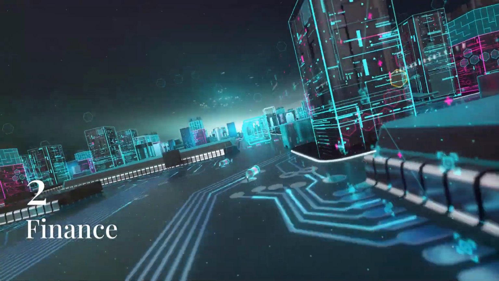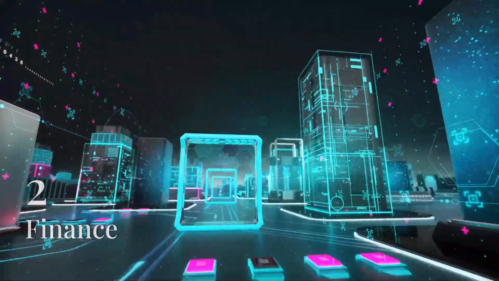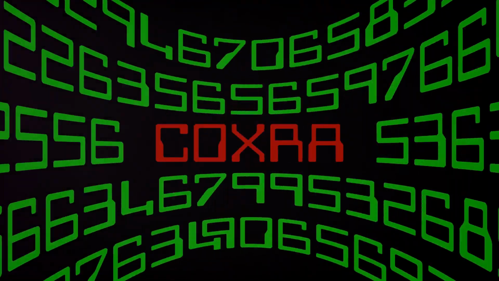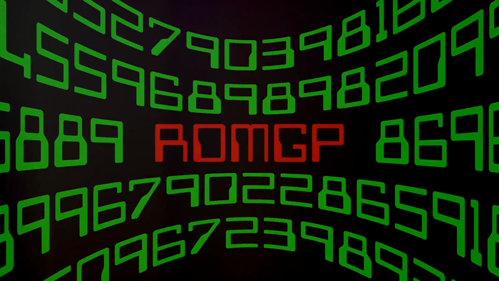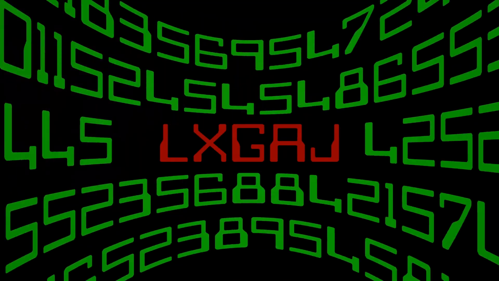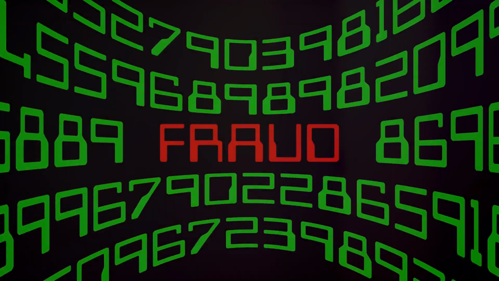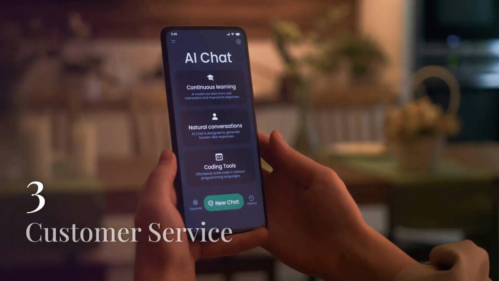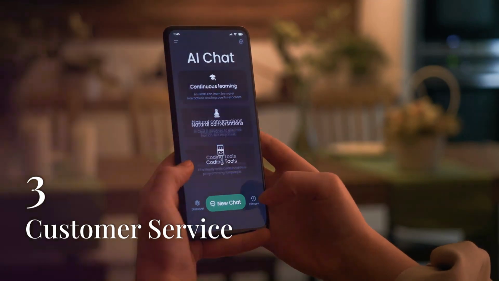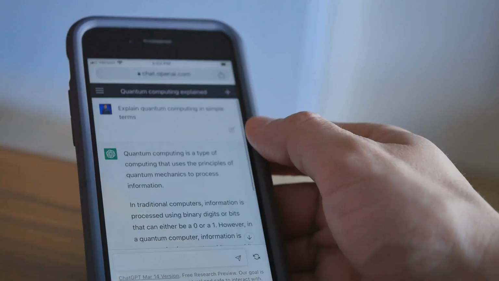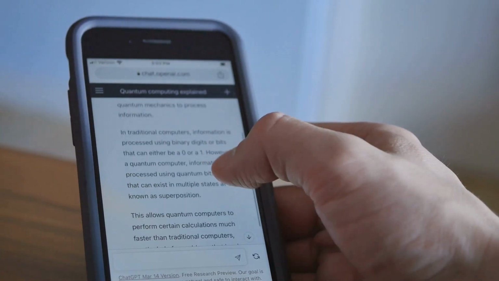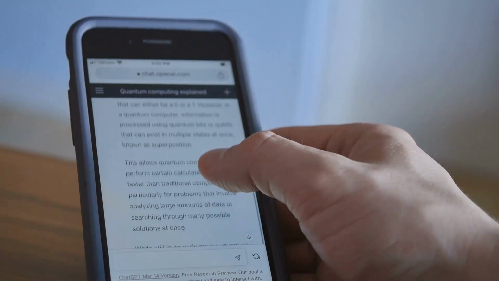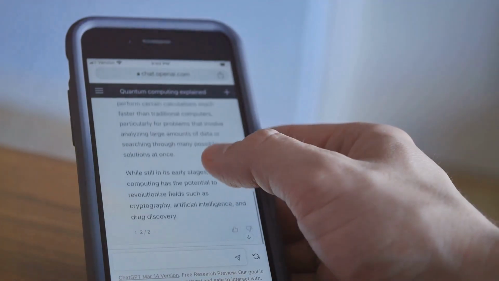In finance, GraphRAG enhances risk assessment and fraud detection. By analyzing vast amounts of transactional data and identifying complex patterns, it helps financial institutions detect anomalies and prevent fraudulent activities efficiently. Customer service also benefits from GraphRAG through intelligent assistants. These AI-powered assistants can provide accurate and contextually relevant responses to customer inquiries by leveraging comprehensive knowledge graphs, thus improving customer satisfaction and support efficiency.